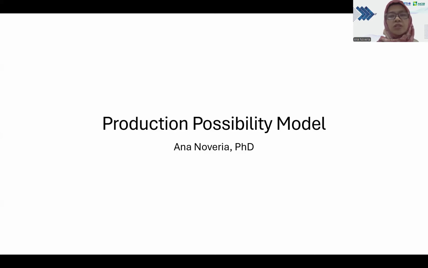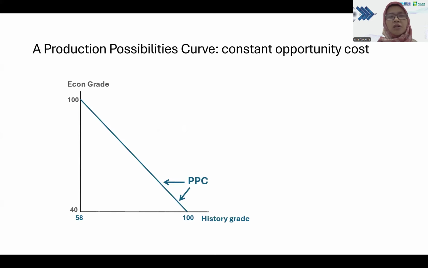So what does this model show here? We have a production possibilities curve. This is when a country or a person spends all of their resources in order to produce something. In this case, a student can use her resources, let's say time, in order to study economics and history. Along this curve, we can see a trade-off.